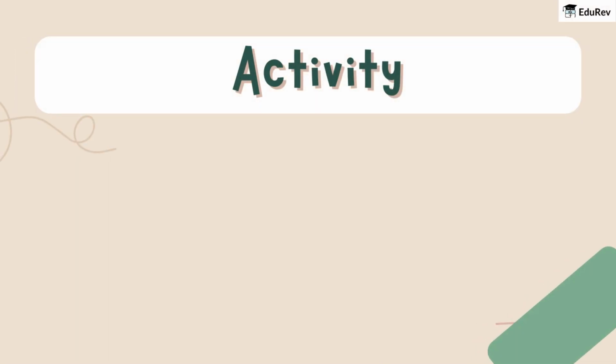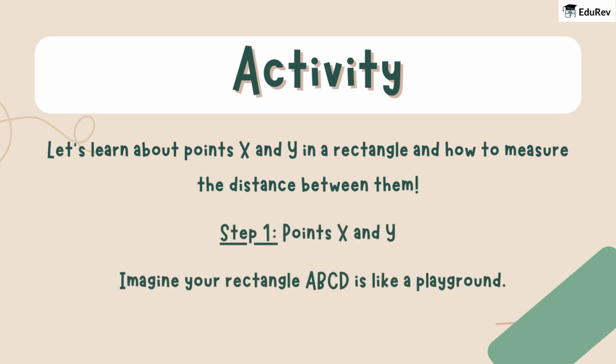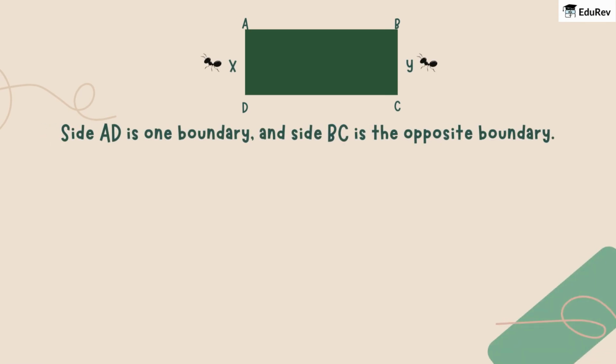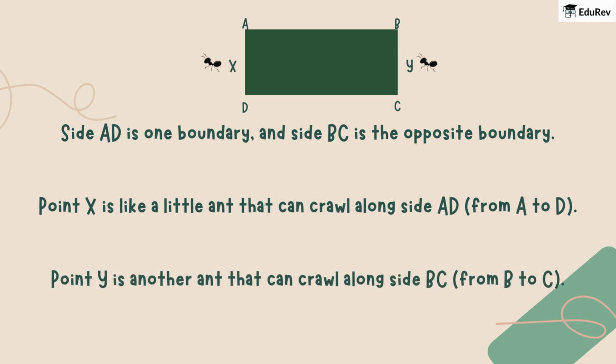Activity: points X and Y. Let's learn about points X and Y in a rectangle and how to measure the distance between them. Imagine your rectangle ABCD is like a playground. Side AD is one boundary and side BC is the opposite boundary. Point X is like a little ant that can crawl alongside AD from A to D. Point Y is another ant that can crawl alongside BC from B to C.